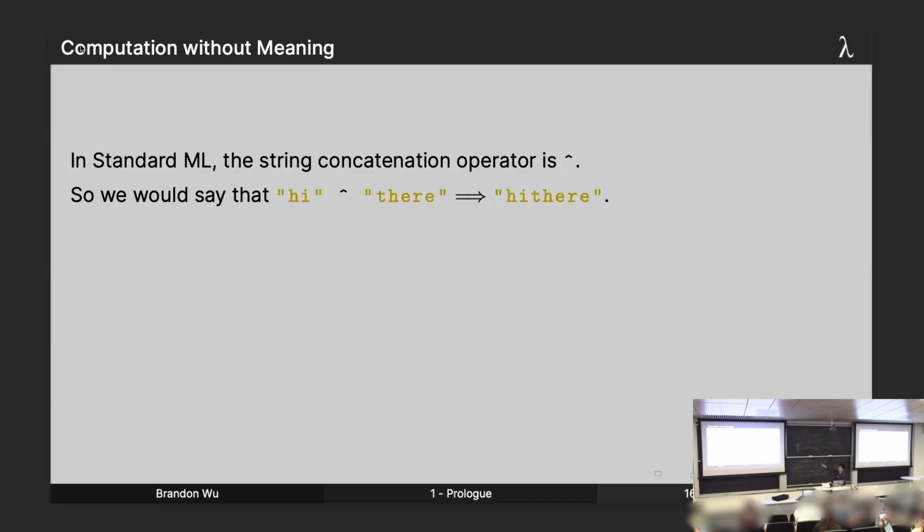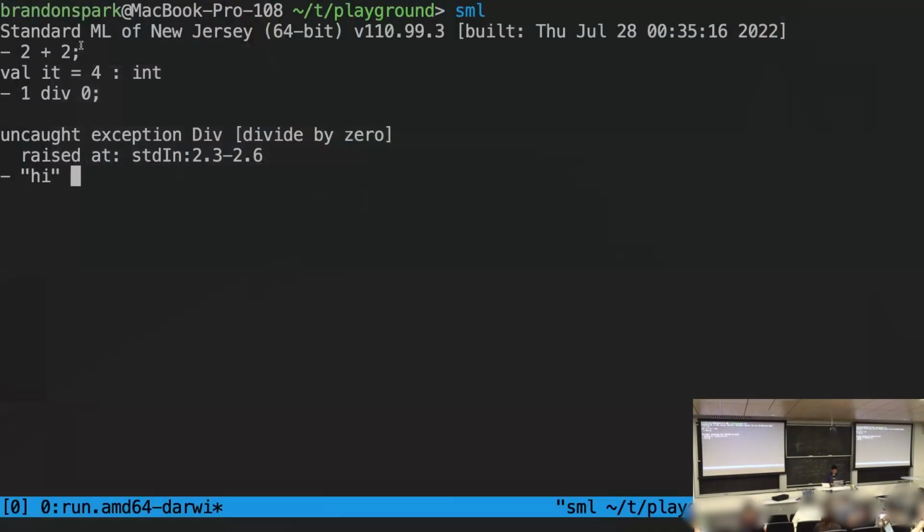Okay. So the string concatenation operator is this caret thing. If I concatenate hi and there, I get hi there, with no space between. This is not super important to write down. You can try this out at home. Also, I think I'm running low on time.